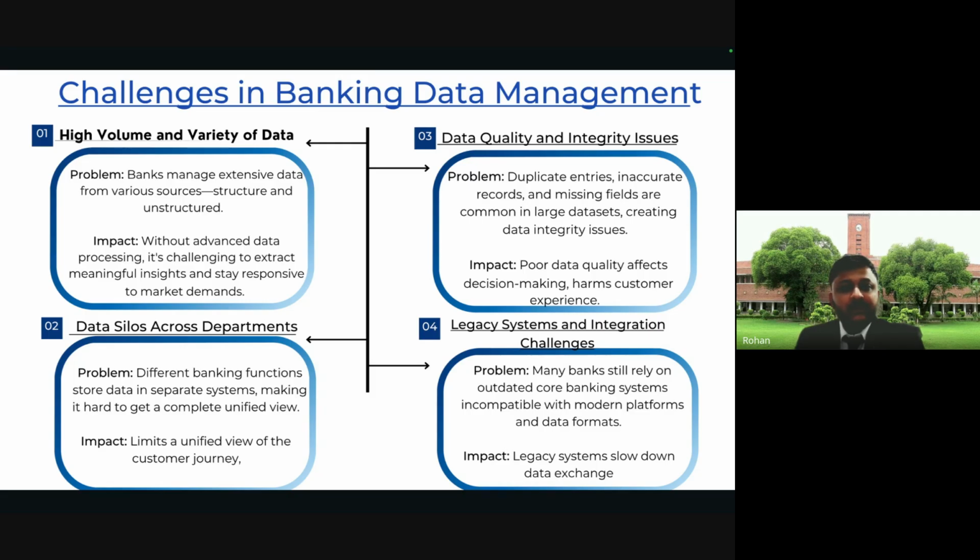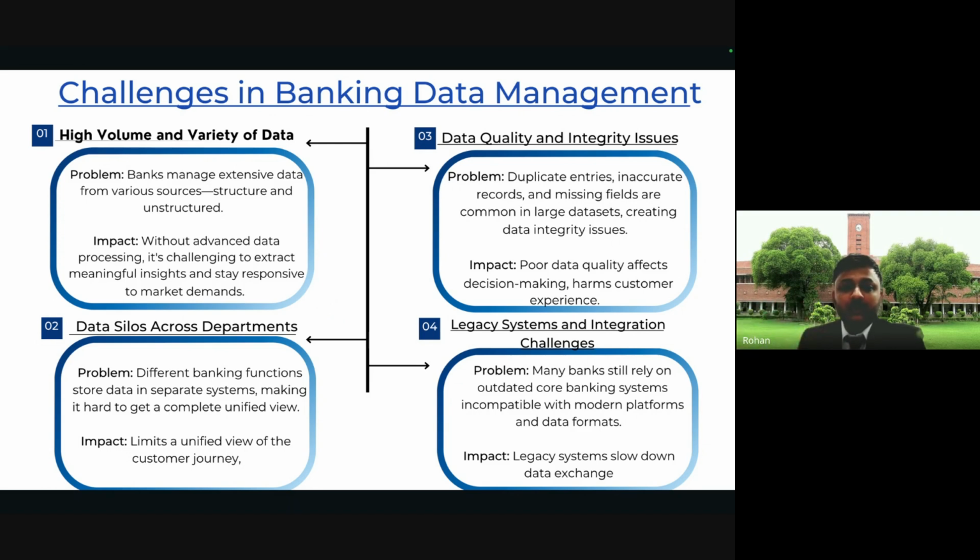Because of the unstructured data, we cannot make a decision thoroughly. The second problem is data silos across departments, which means that particular data cannot be viewed by other segments within the banking sector, which ultimately affects the unified view of the customer journey and hampers the user experience. Coming to the third problem, data quality and integrity issues. Many times the entries in a huge data set can be duplicates, and sometimes there may be missing entries, which create integrity issues and impact decision making and user experience.